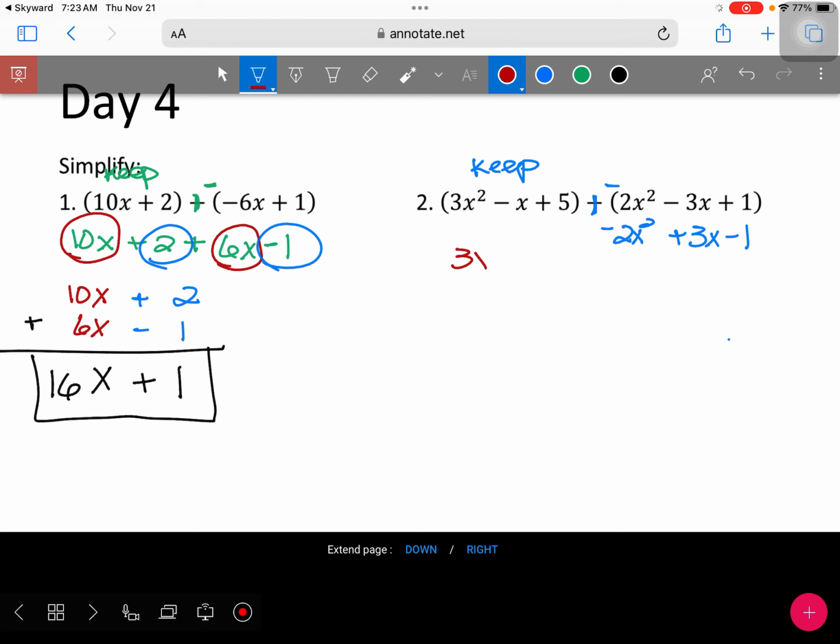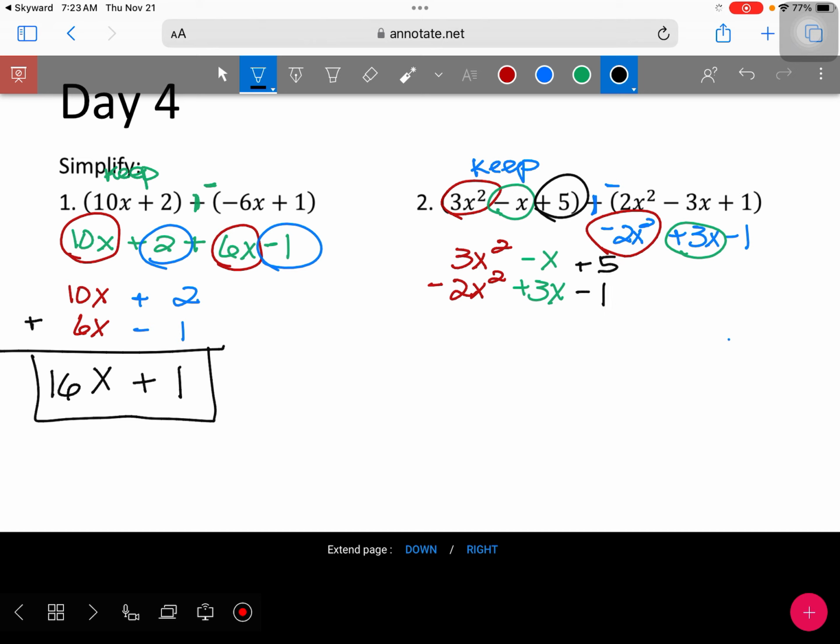So this is 3x squared and negative 2x squared. Then I've got my x family. That's a negative x and 3x. And then finally I have my constants, a positive 5 and a negative 1. So I add these together. You keep the same end part. You keep the variables all the same. You don't do anything with those.